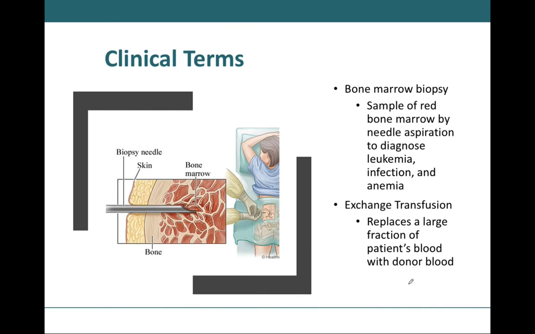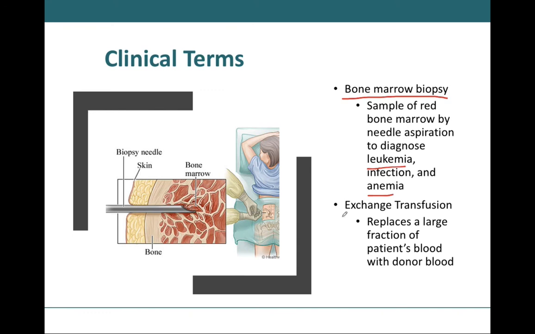So to finish up chapter 19, we're going to go over a couple clinical terms on the next few slides. One procedure we often see carried out that's related to blood is a bone marrow biopsy. This procedure is carried out by taking a needle and sticking it in and getting a sample of bone marrow. From the state of the bone marrow, we can use this to diagnose several conditions, such as leukemia, anemia, and others as well.